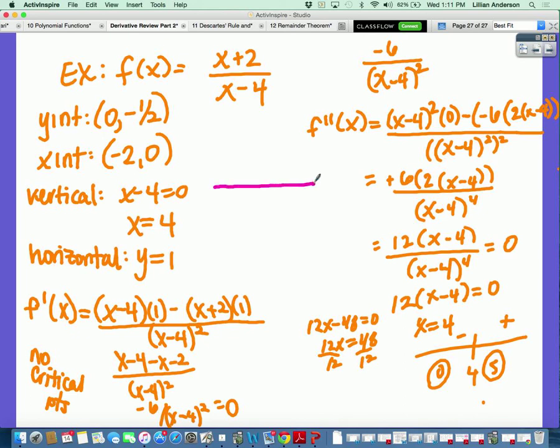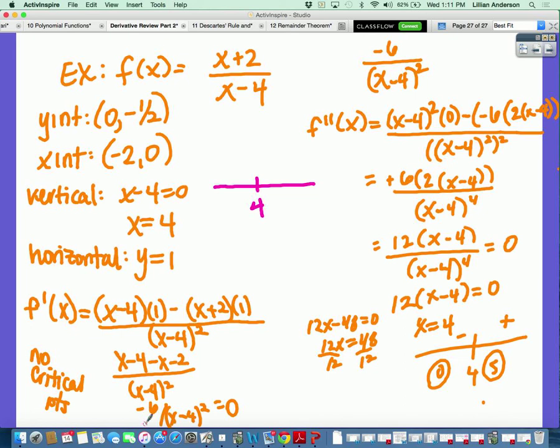So those are some critical points. Let's just back up real quick. We have a vertical asymptote at x equals 4. So let's test around 4 to make sure that we're still good to go. What's the number to the left of 4 and to the right of 4 that we can test inside of our first derivative? 0 and 5.